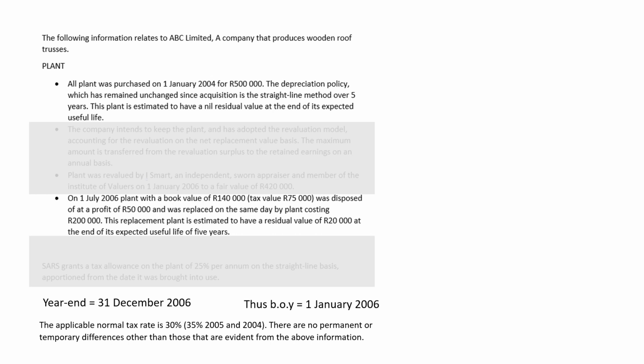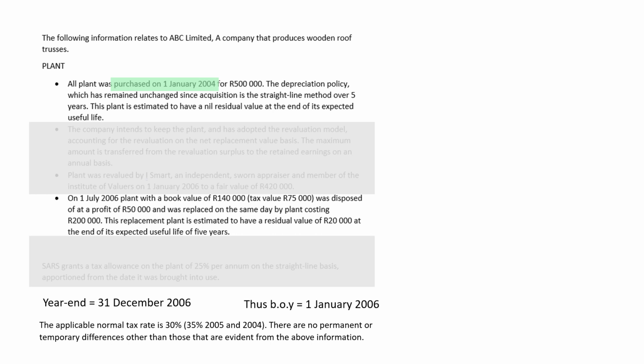Okay. So the following information relates to ABC Limited, a company that produces wooden roof trusses. All plant was purchased on 1 Jan 04 for 500,000 rands. The depreciation policy, which has remained unchanged since acquisition, is the straight line method over 5 years. The plant is estimated to have a null residual value at the end of its expected useful life. Okay, then we skip a paragraph and we'll come back to it in another video.